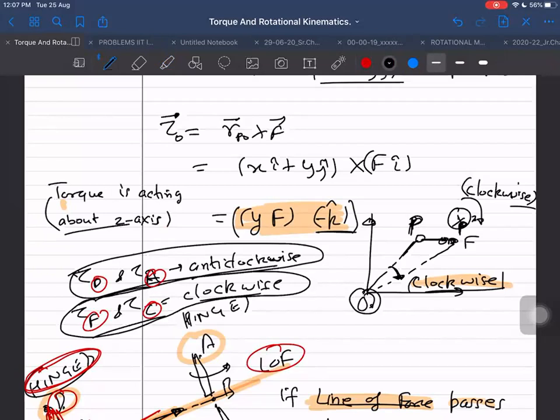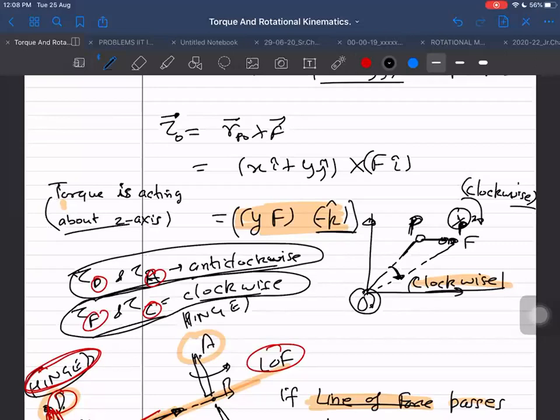You say just Z axis. About the Z axis, clockwise or anti-clockwise we can say, but no need to. Minus K also is Z, plus K also is Z, right? It is acting about the Z axis. It is also fine if you say it is about the negative Z axis, no problem. That is also the same thing.